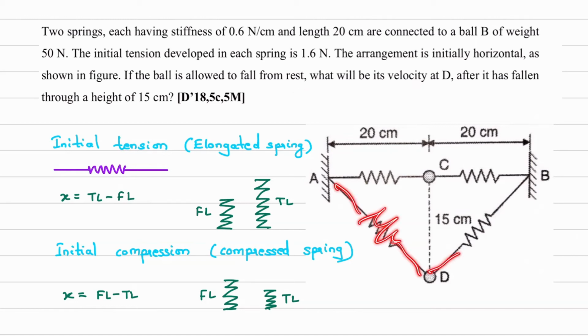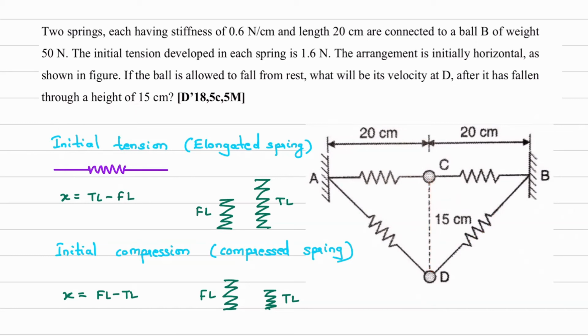Now springs are again elongated. Initially also they were elongated. If ball is allowed to fall in downward direction, again there will be elongation in the spring. So initially also it is elongated, finally again it is elongated. After it has fallen through a height of 15 centimeters. So this height is given, 15 centimeters.